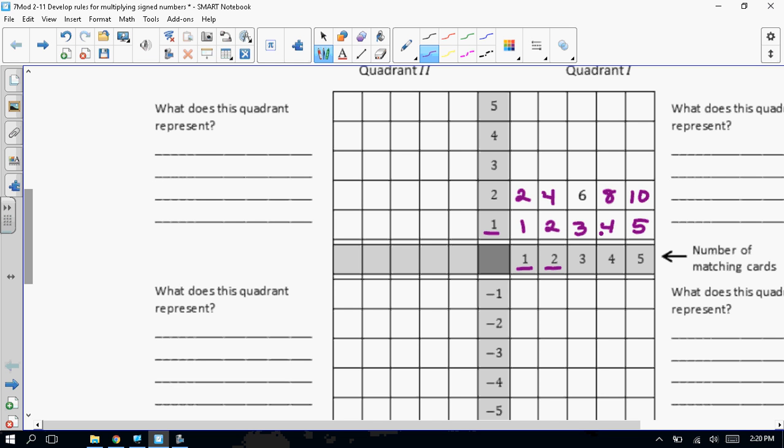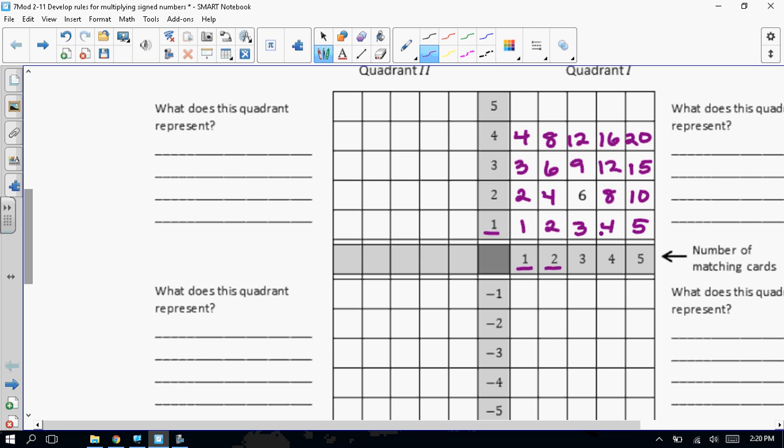3 times 1 is 3. 3 times 2 is 6. 3 times 3 is 9. 3 times 4 is 12. 3 times 5 is 15. 3 cards each worth 5, my score went up 15 points. All right, keep going. 4 times 1, I have 4 cards, each worth 1 point. It's a 4. 4 times 2 is 8. 4 times 3 is 12. 4 times 4 is 16. 4 times 5, my score just went up 20 points.